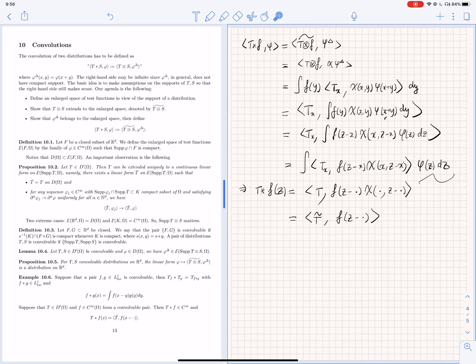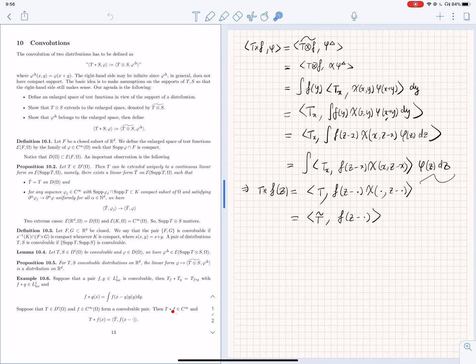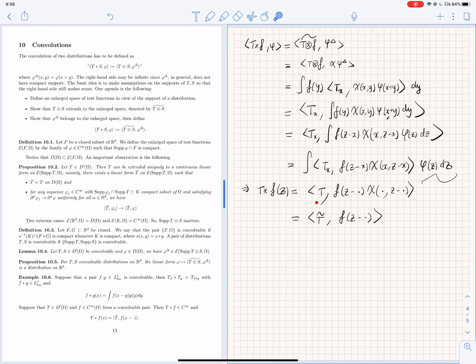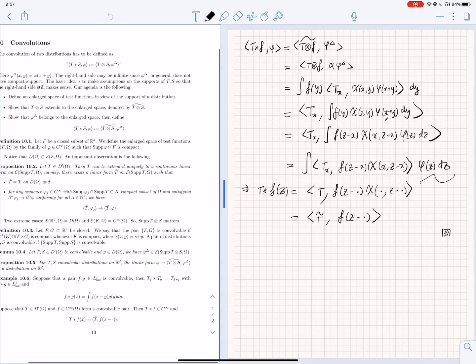And the last property, that T convoluted with f is C infinity, is automatic because now we notice this guy takes this form, and by using differentiation under the bracket, we see that this guy is indeed C infinity, so long as this guy is C infinity with compact support, which is the case. Okay, that's it. That's it for the example.